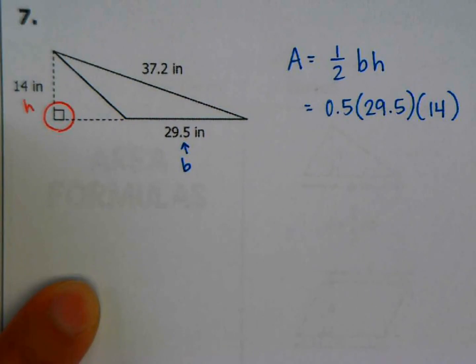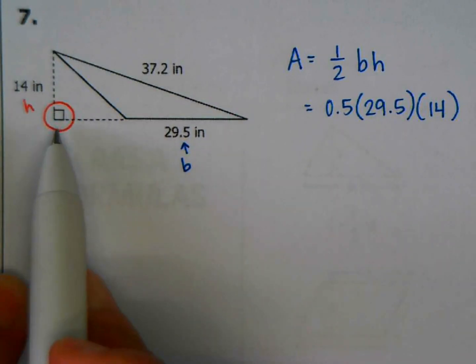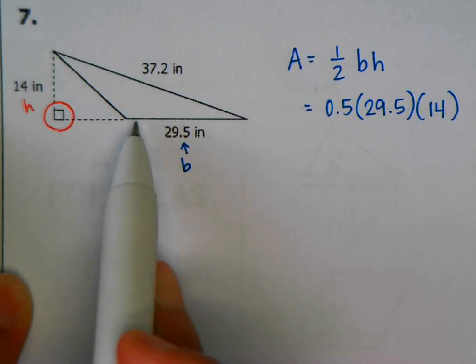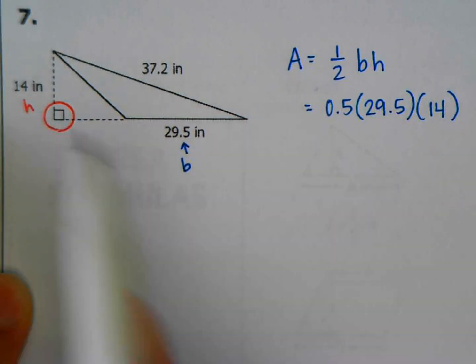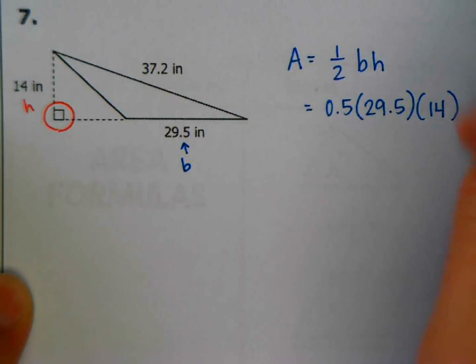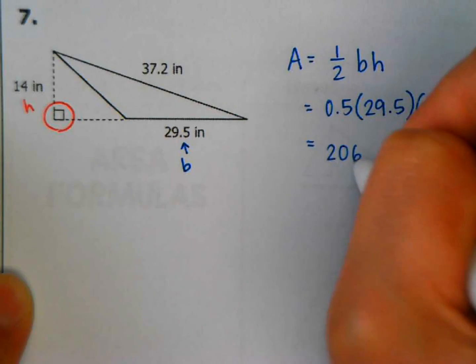So always look for that 90-degree angle. Whoever's perpendicular, those are the base and the height together. Okay, if you plug that in, you should get 206.5 inches squared.